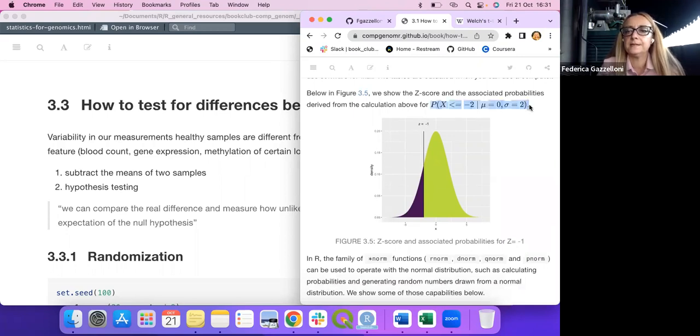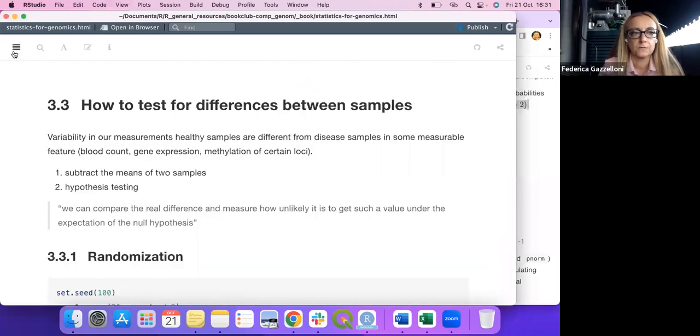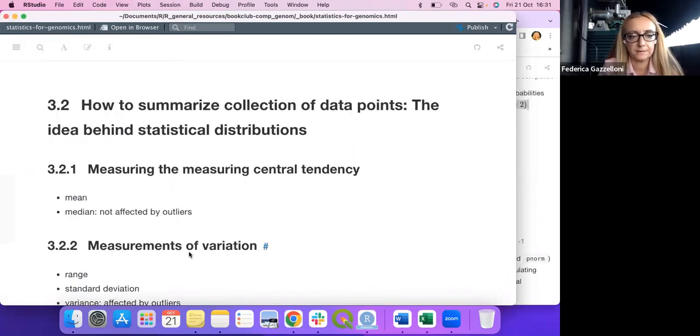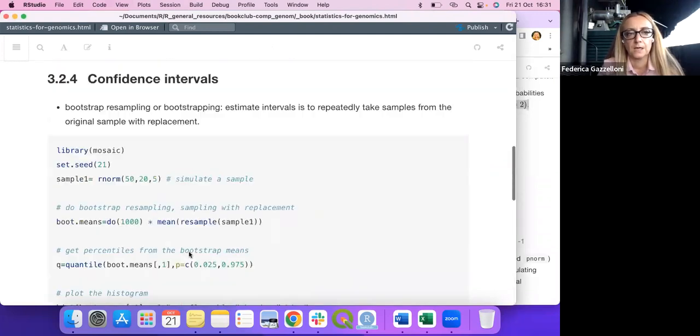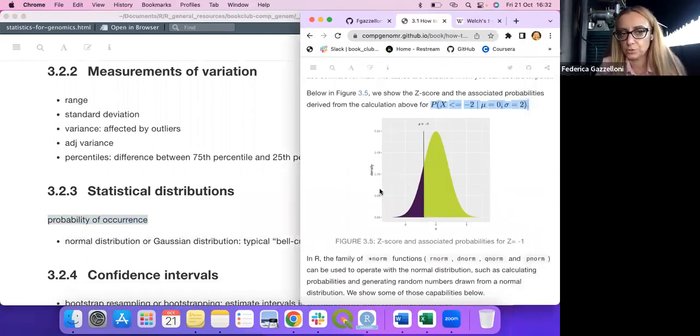For example, as I said, the distribution is nothing else than calculating the probability of a certain number, let's say the probability of occurrence. So this is what a distribution shows you. And so what is the probability that some occurrence is within your data can be found? For example, if I want to know what is the probability that some value X is less than minus two. So for example, here, this is the distribution of my data.